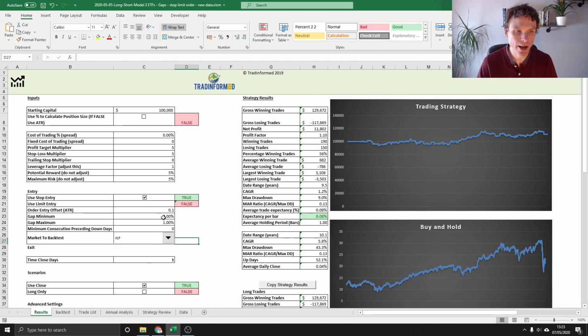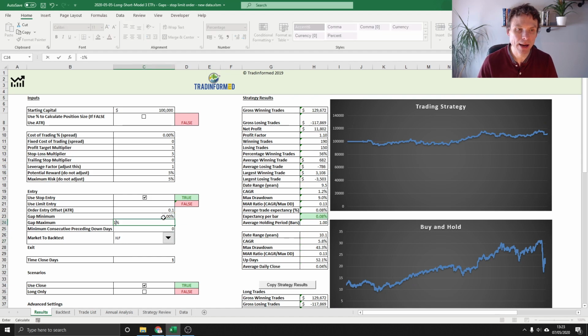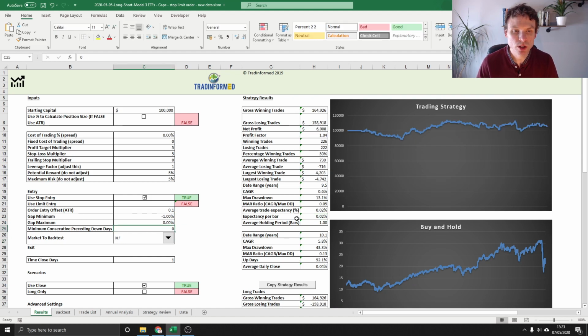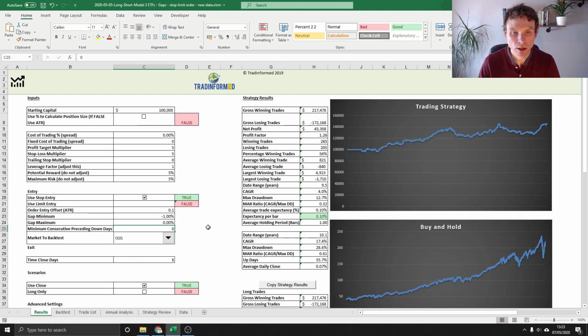Right, let's go back to our XLF and look at a gap down. We can see here it's performing slightly better, but still nothing exciting. In fact, worse than average. Worse than the average may just be a random result. Look at the Qs again. We're getting a decent expectancy per bar. Again, with the limit order, getting a stop order is not a bad way to trade the Qs.